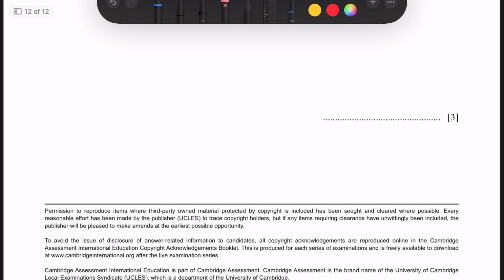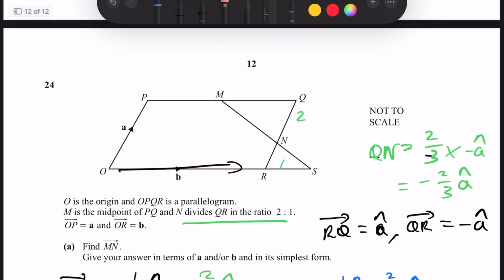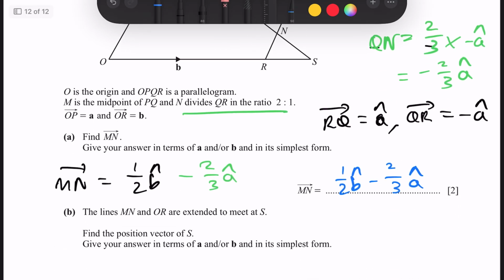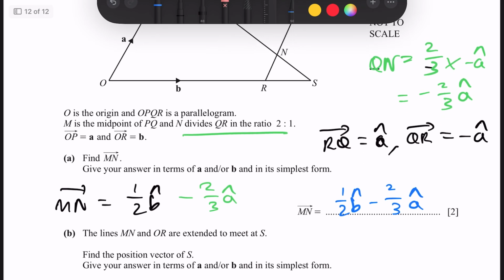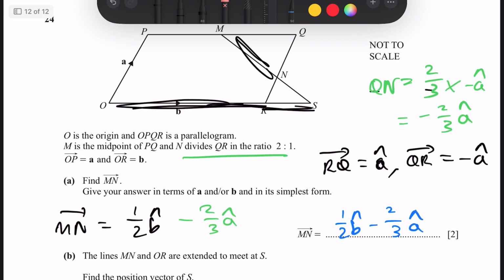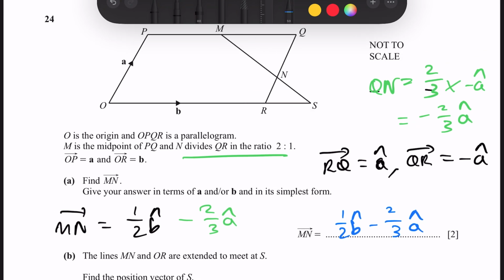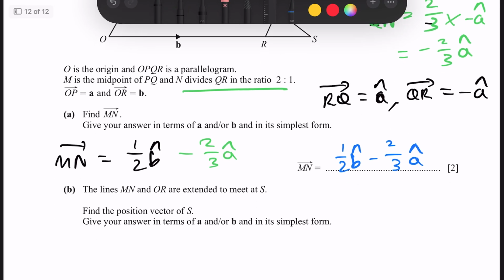Now, the last question is that the lines MN and OR, I'll erase these for now. The lines MN and OR are extended to meet at S, as you can see. OR is over here and they extend at S. MN is over here and it extends to S as well. So find the position vector of S. So position vector means S relative to O. So position vector of S essentially means OS.